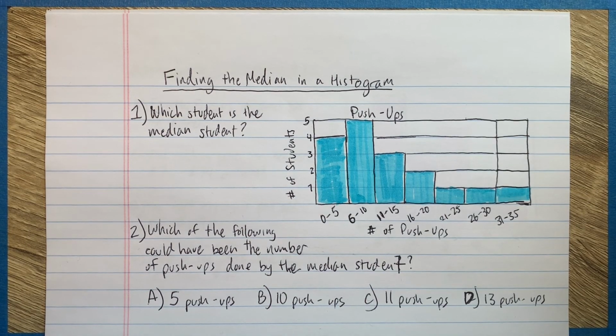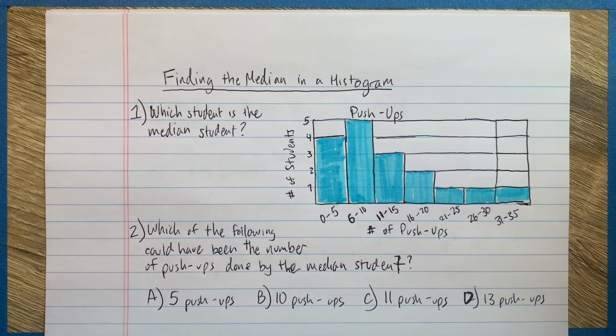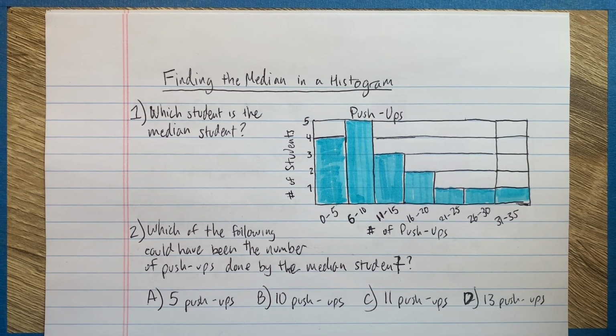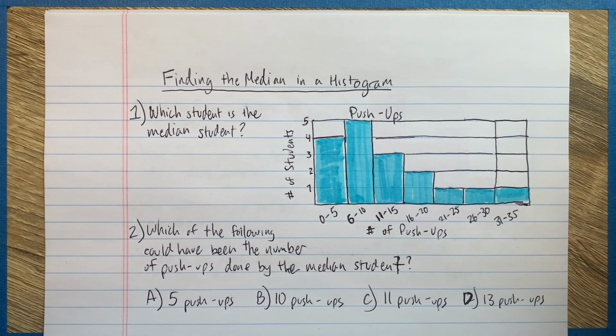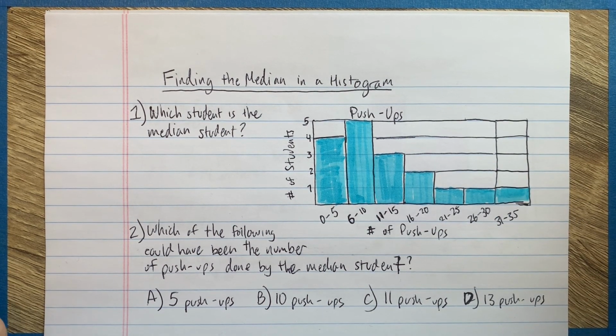You can use a histogram to find the median value of a set of data. For example, in this histogram, we have the number of push-ups done by a different number of students. So let's say I took a poll of a class, or I had us do a push-up contest.